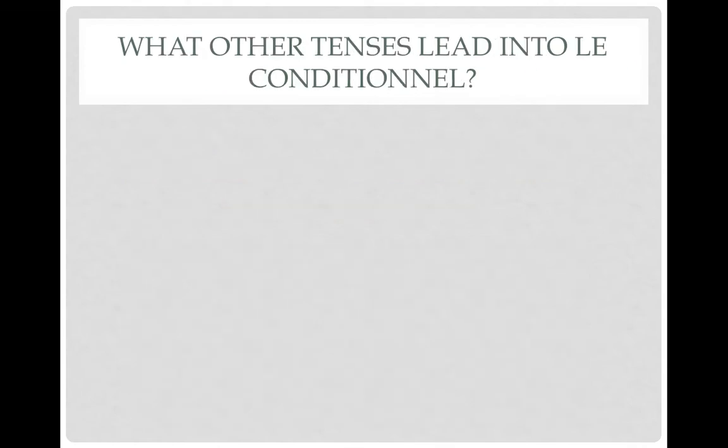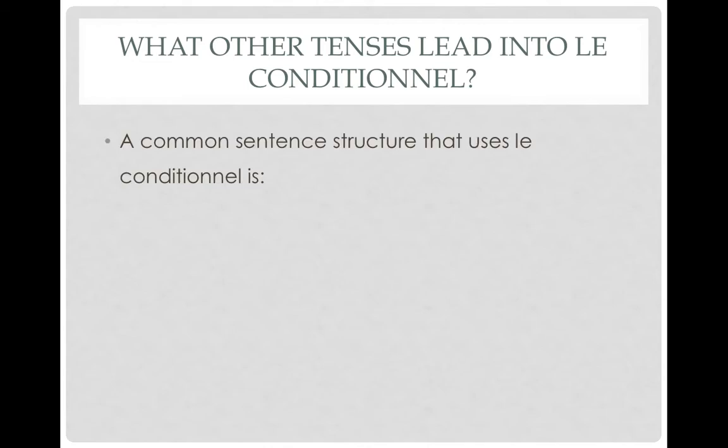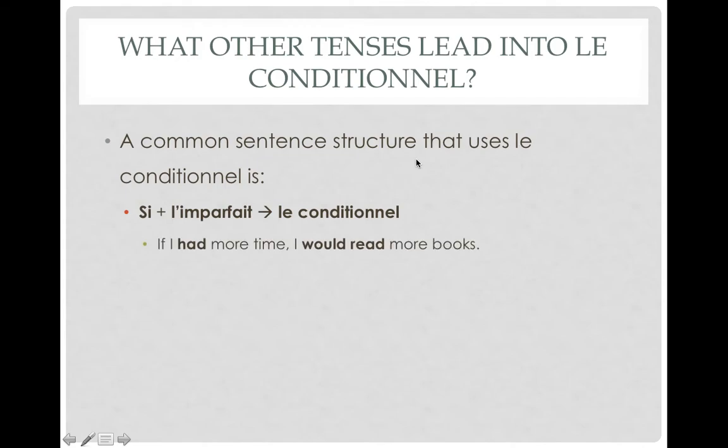And lastly, what other tenses lead into le conditionnel? There's something very common in French. We use it too in English, but in French it's even more common. And it's a structure that goes si plus l'imparfait leads to le conditionnel. Just a reminder, si in French means if. So if you have the word if and then a verb in the imparfait, the conditional will come up next. And this makes sense. We know this in English. We use this in English.